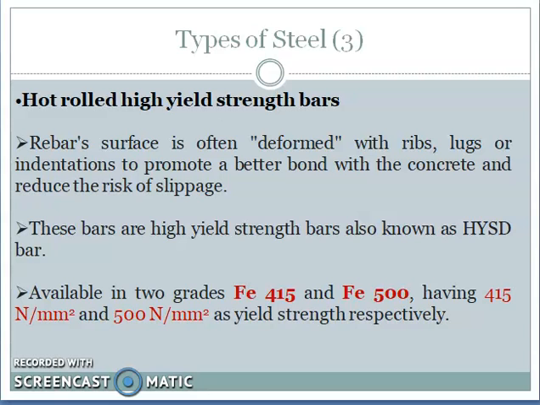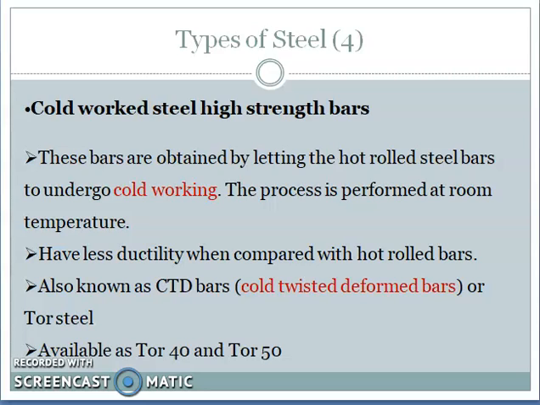Okay. So to go ahead, next is cold worked steel high strength bars. Again, as the name suggests, these bars are processed at room temperature, or they undergo cold working. They have less ductility as compared to hot rolled bars, and they are also known as CTD bars, which stands for cold twisted deformed bars. These are available in two sections in the market, that is TOR 40 and TOR 50. Usually, hot rolled bars are used as they have very high ductility and very high strength.